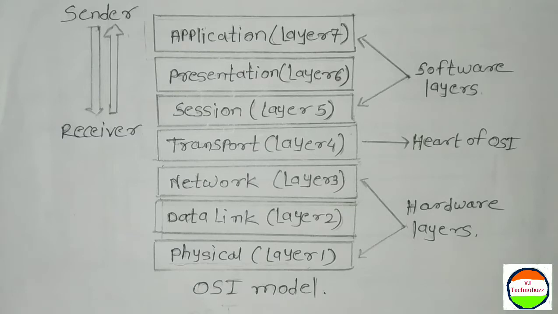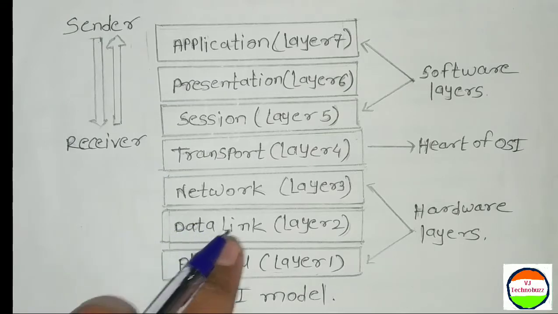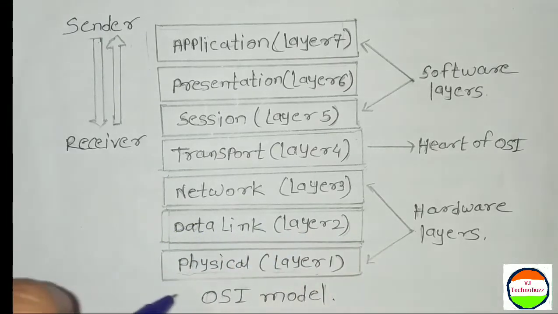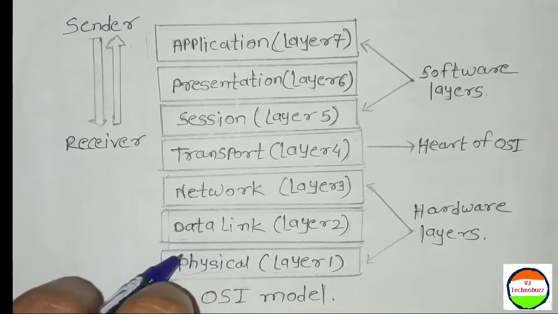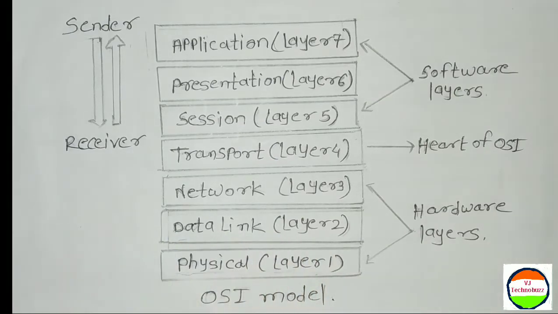Hello everyone, let us continue with the topic OSI reference model. In the previous video, I showed the layer architecture of the OSI model and the physical layer of the OSI model. Our today's topic is the data link layer, the second lowest layer of the OSI reference model. So let us see what the data link layer is and the functions of the data link layer.